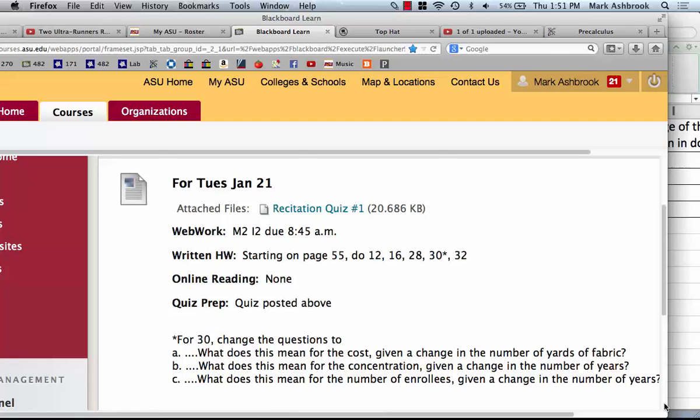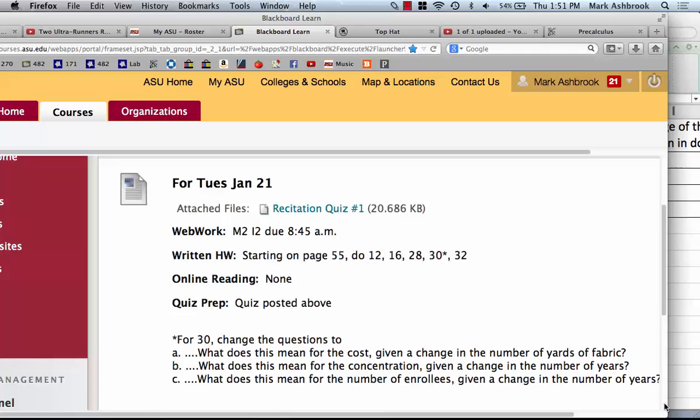Written homework will be due on Tuesdays. That's in your workbook. Starting on page 55, do these problems. I gave you a note here changing the wording on number 30. Online readings: none at this time, but in the future we'll have some. And during many of the recitations, maybe not every single one, you'll have a short quiz where you're writing out. Next week you will have quiz number 1, and here it is. I posted it. There's the quiz.